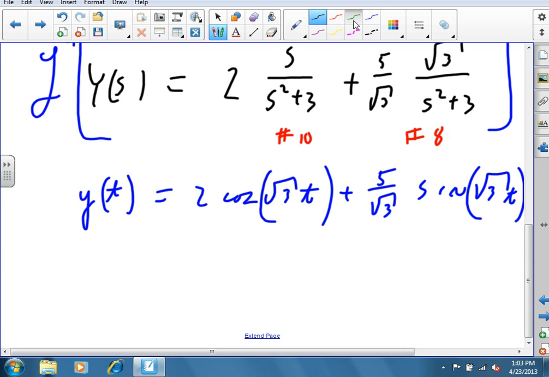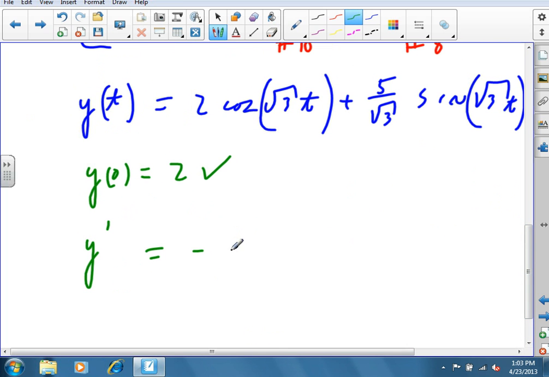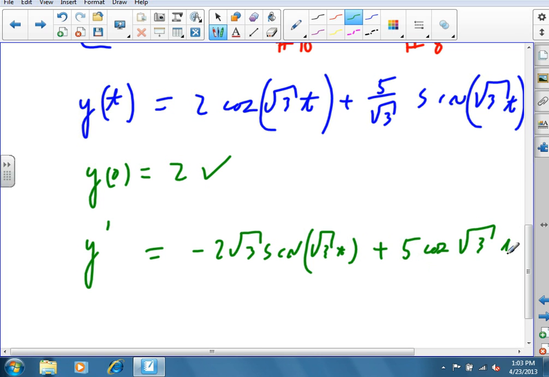Okay, now I'm going to check my work. Y at 0 is supposed to be 2. It is. Check. And y prime is minus 2 square root of 3 sine square root of 3t plus 5 cosine square root of 3t, and y prime at 0 is supposed to be 5. Check, it is 5. So our initial conditions work.